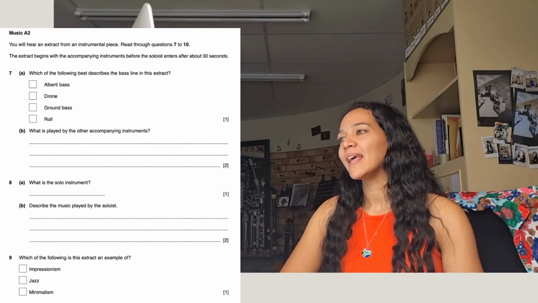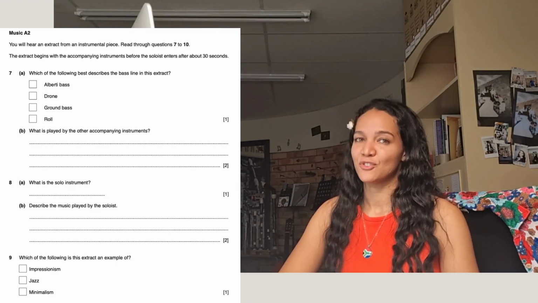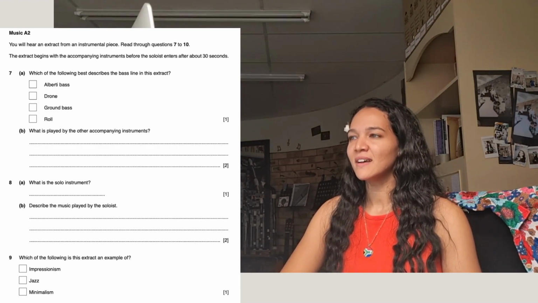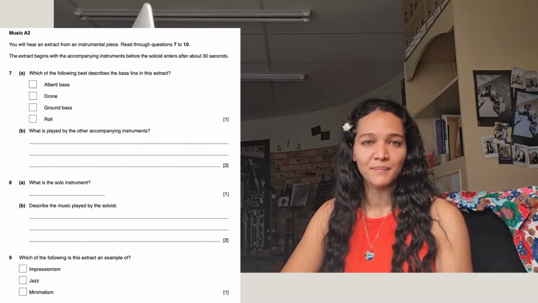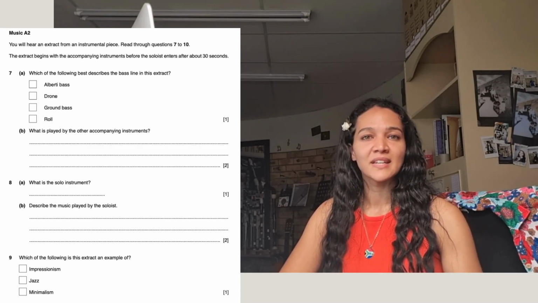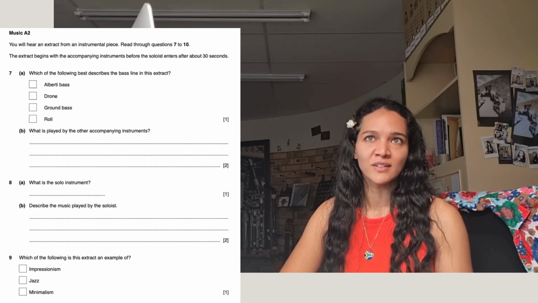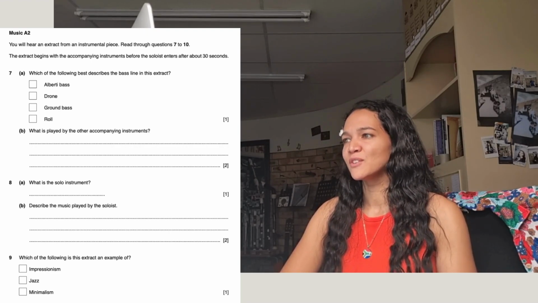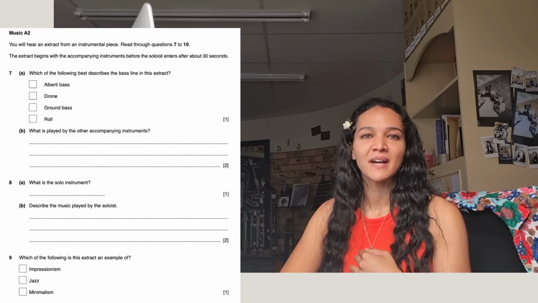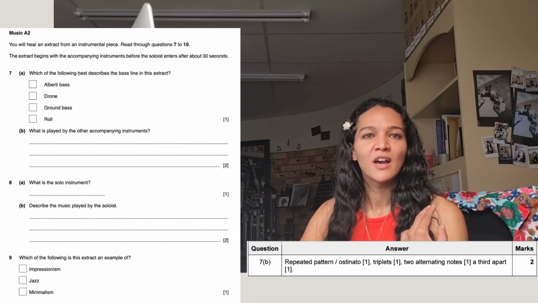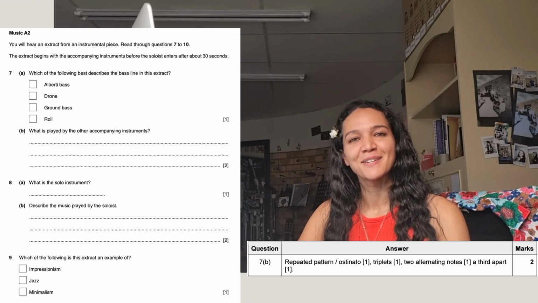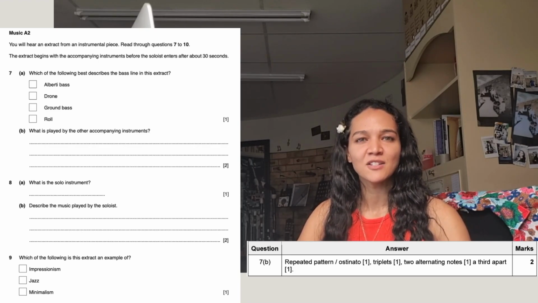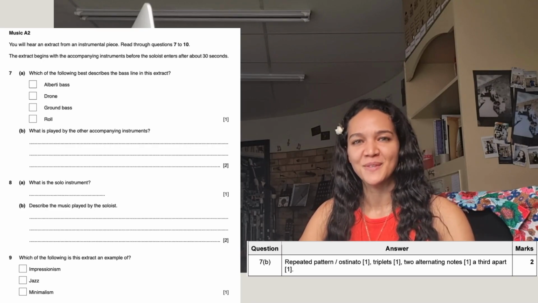Then what is being played by the other accompanying instruments? So definitely here I'm hearing a repeated pattern. It's definitely an ostinato by the other accompanying instruments. Underneath the soloist, it is being played by two alternating pitches. They are a third apart, and we just need to say two things. So we can definitely go ahead and keep it simplistic by saying there is an ostinato pattern between two alternating pitches. We can have that it is a third apart, and if we want to add anything else, we can definitely say that there are triplet rhythms there.